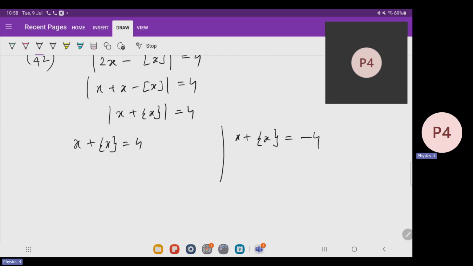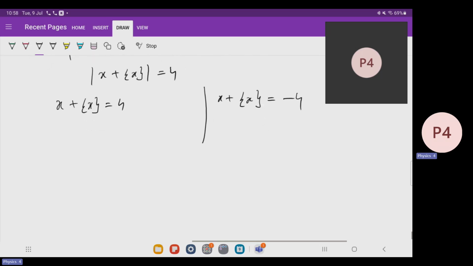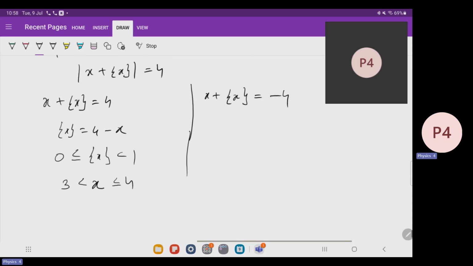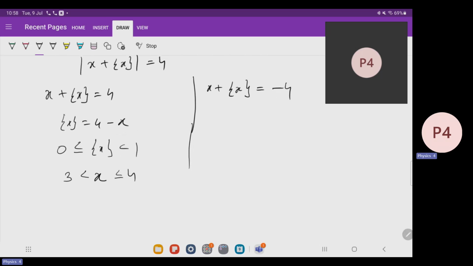Now you have to do it by trial and error and it is very easy to locate the answers. In fact, fractional part of x is 4 minus x. Now, for this, what is the range in which you have to select? The fractional part of x is always from 0 to 1. So if that has to be the case, then x should be greater than 3 and less than or equal to 4. So between 3 and 4, including 4, you have to select which numbers will satisfy.